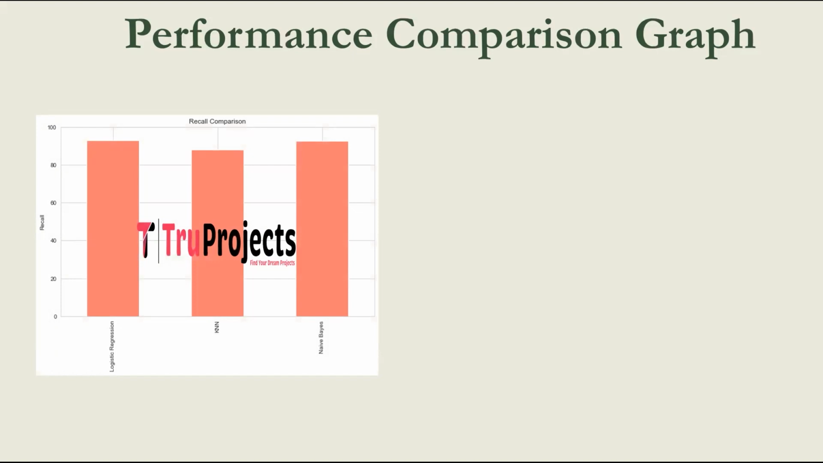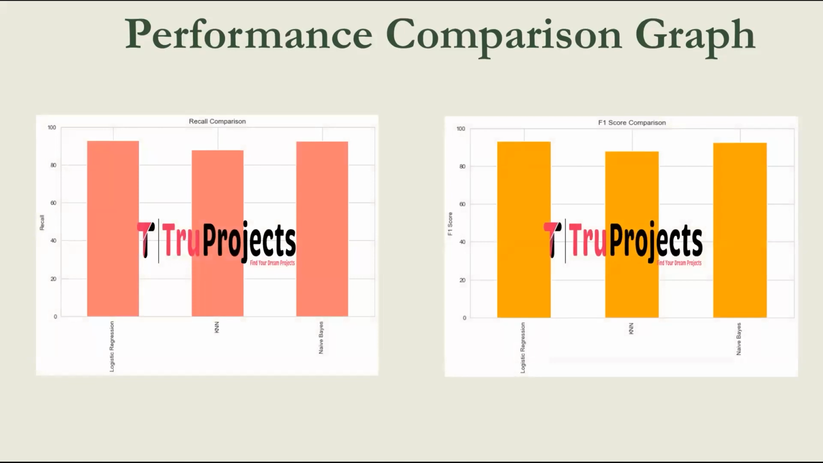It is the ratio of true positives to the total actual positives, measuring a model's ability to capture all relevant instances without missing any. This is F1 score comparison graph. F1 score is the harmonic mean of precision and recall, offering a balanced measure that considers both false positives and false negatives, making it suitable for imbalanced data sets. The algorithm which performs well among all these metrics will be used for final prediction.